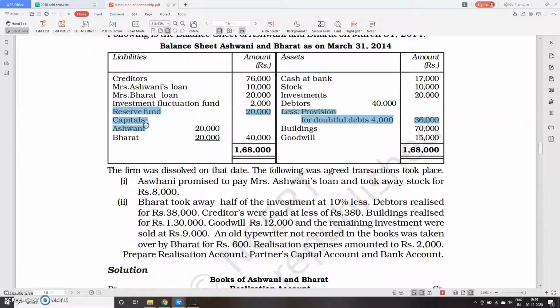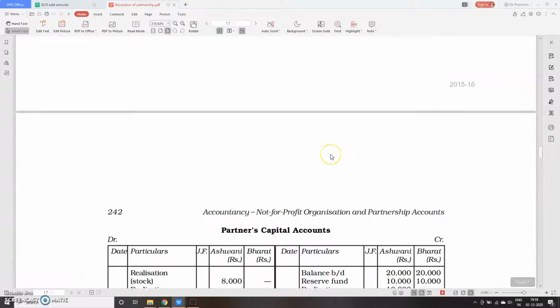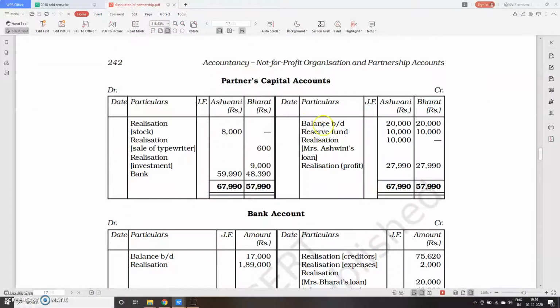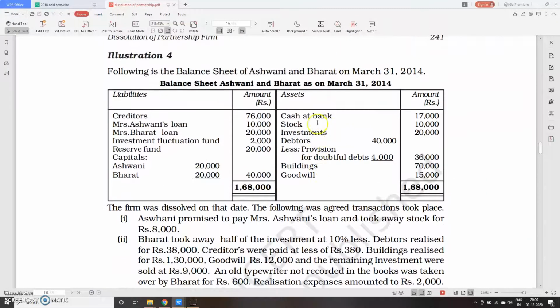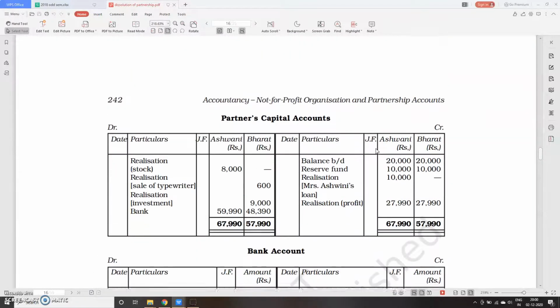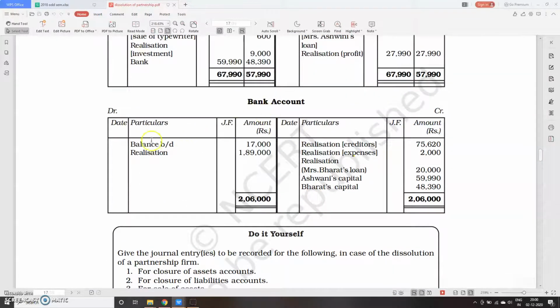Then reserve of 20,000 and capital of 20,000 will go to the capital account. Where is the capital account? Here. So balance brought down 20,000, 20,000 here, and reserve fund was 20,000, so we divided it in the equal ratio, 10,000, 10,000. So the liability side is done. Let's go to the asset side. Cash 17,000 will go to the cash account or bank account here. You can see 17,000 here on the debit side.